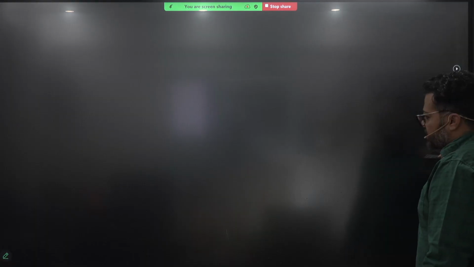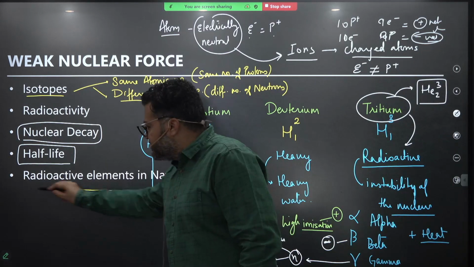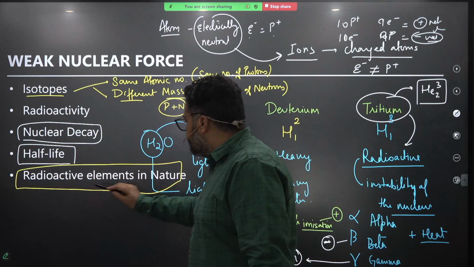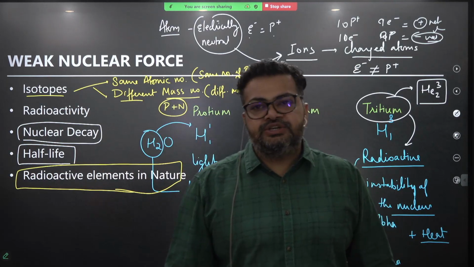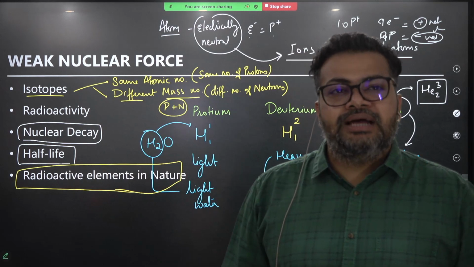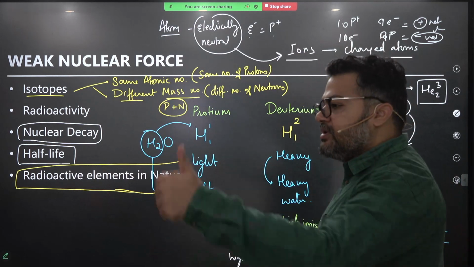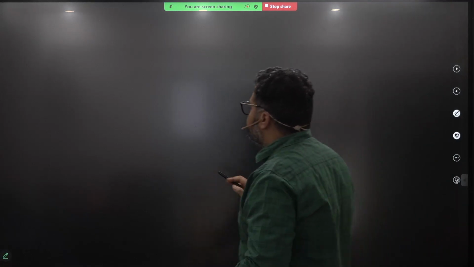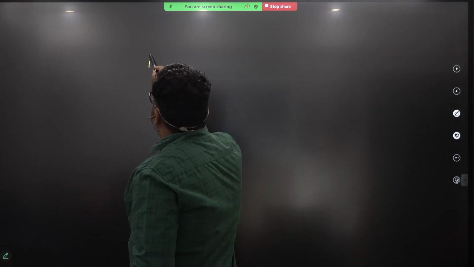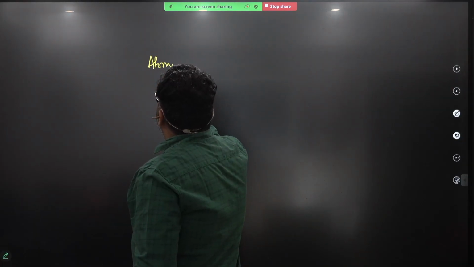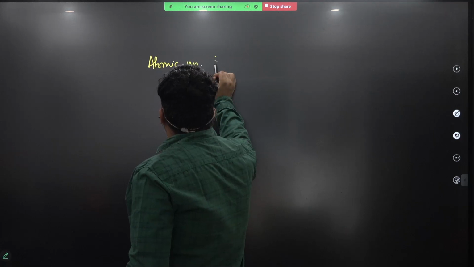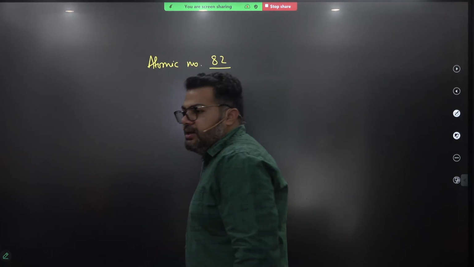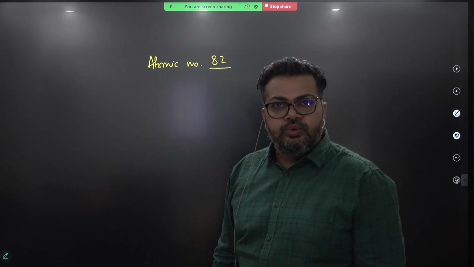Look at this. The last topic is radioactive elements in nature. What all radioactive elements in nature are there? So in nature, how many naturally occurring radioactive elements do we have? So I'm giving you a rule of thumb here. A thumb rule I'm offering to all of you. Please pay attention. So guys, remember, atomic number 82.